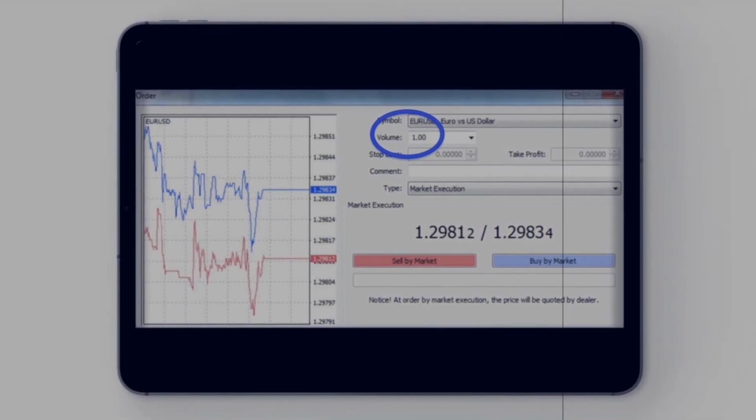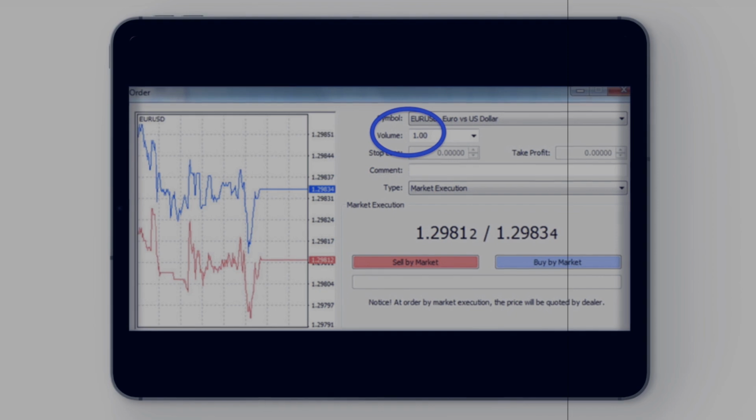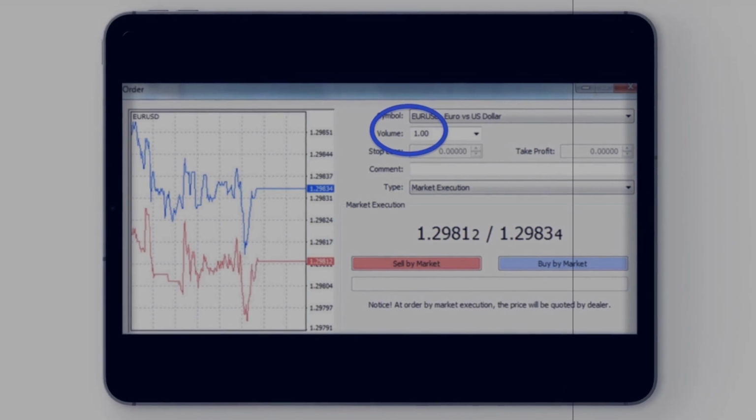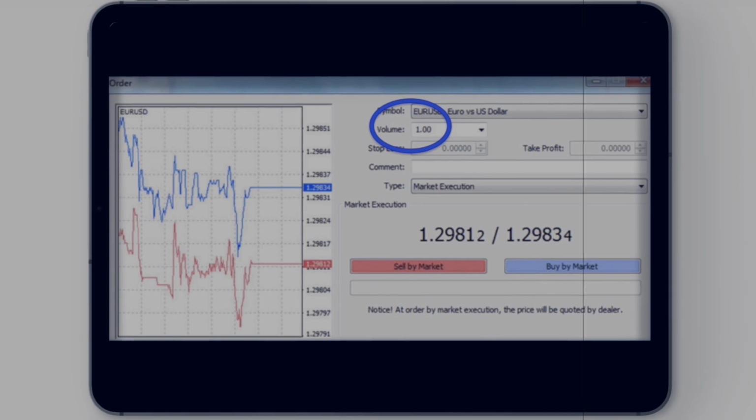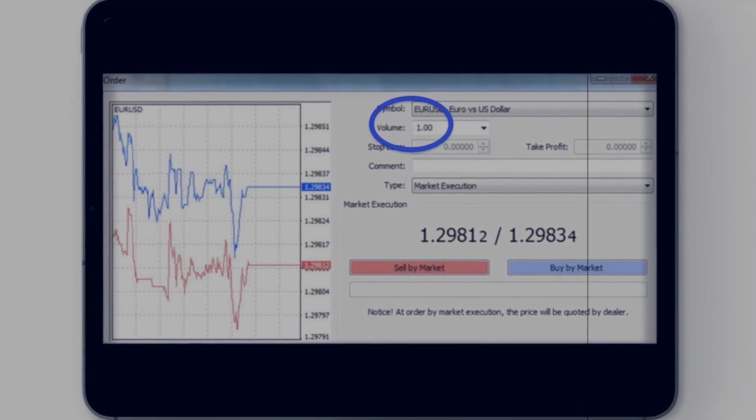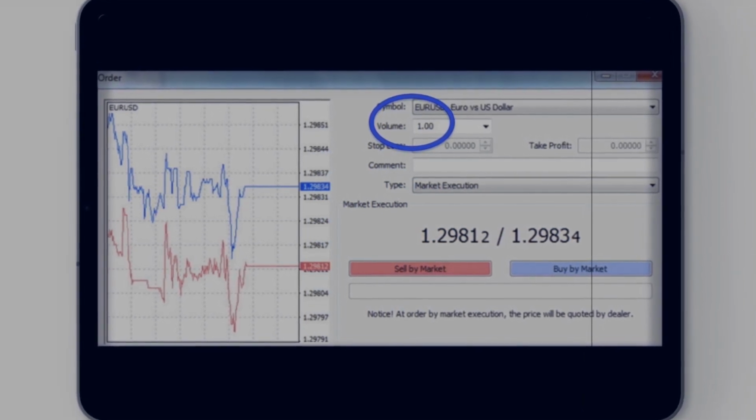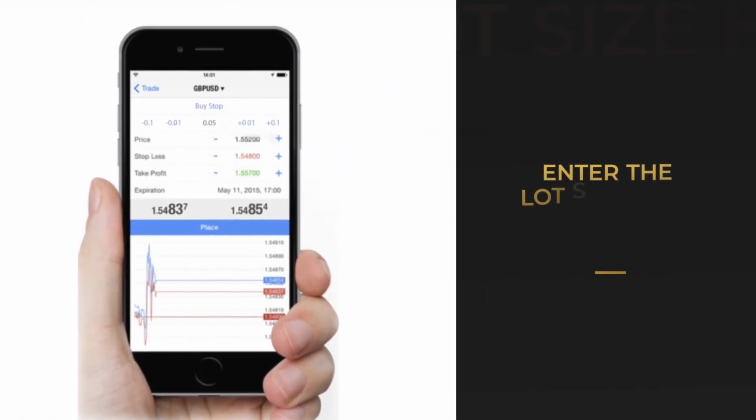You can of course modify it. You can put 2 standard lots by entering the number 2, or 3 mini lots by entering 0.30, or 1 micro lot by entering 0.01 in the volume. And that's what it looks like if you want to trade on the phone.